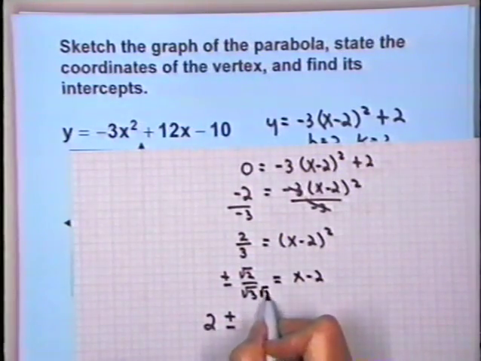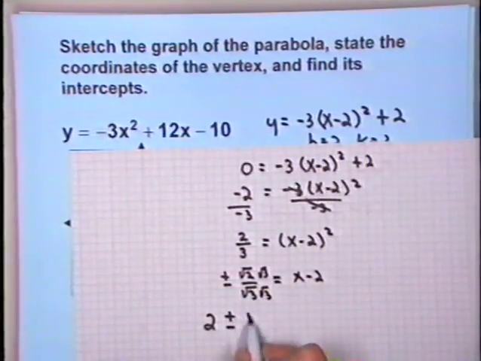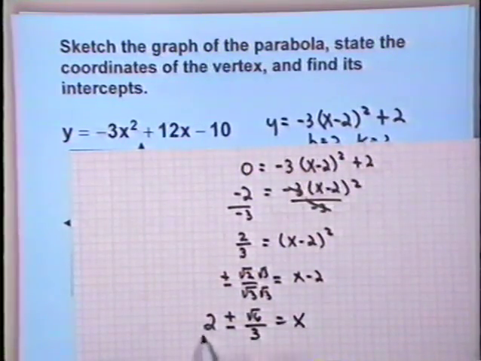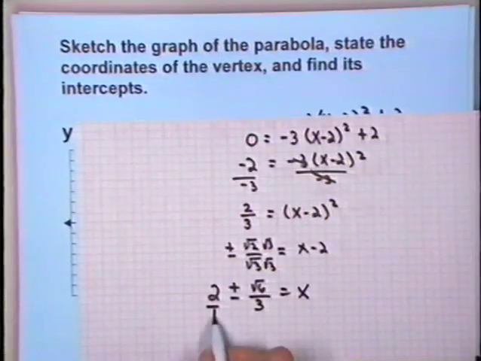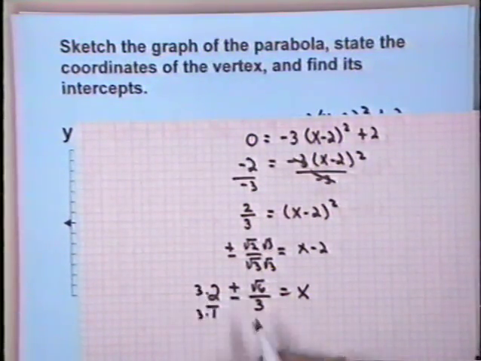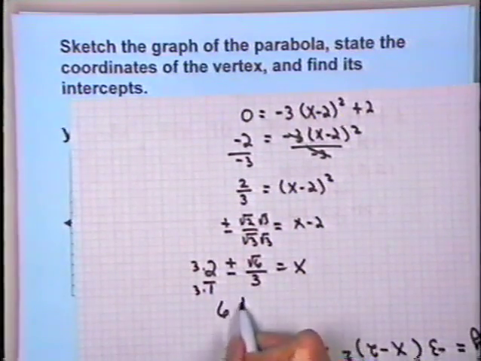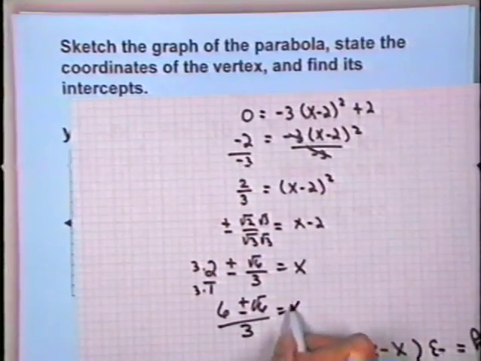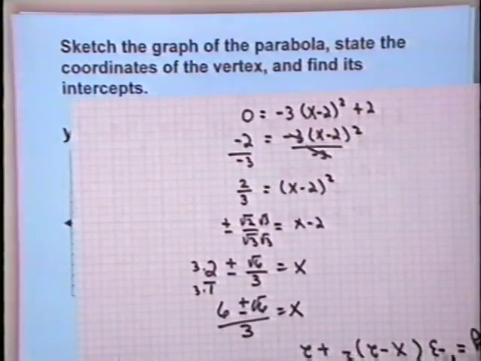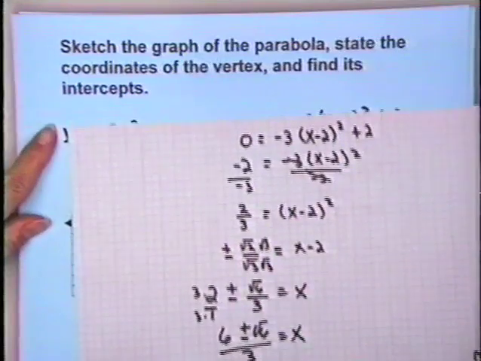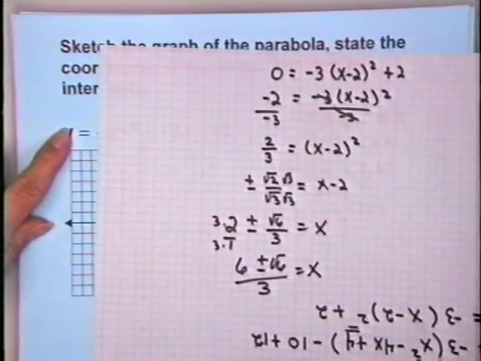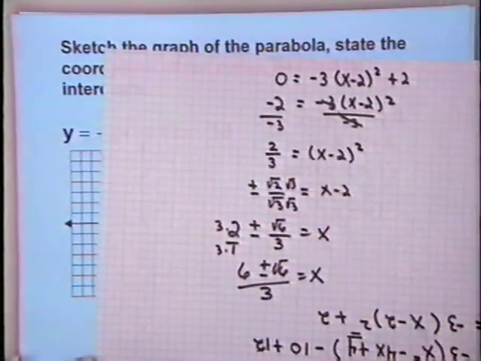If I rationalize this thing right here, I'm going to have square root 6 over 3 is x. Put 2 over 1. My common denominator is 3, isn't it? So if I multiply this by 3, I have 6 plus or minus the square root of 6 all over 3 for x. Remember, your other alternative is to go to the original equation, let y be 0, and use your quadratic formula. You should get exactly this same solution right here.